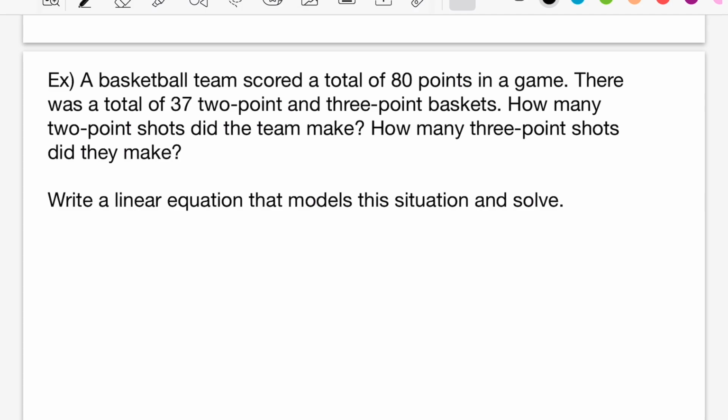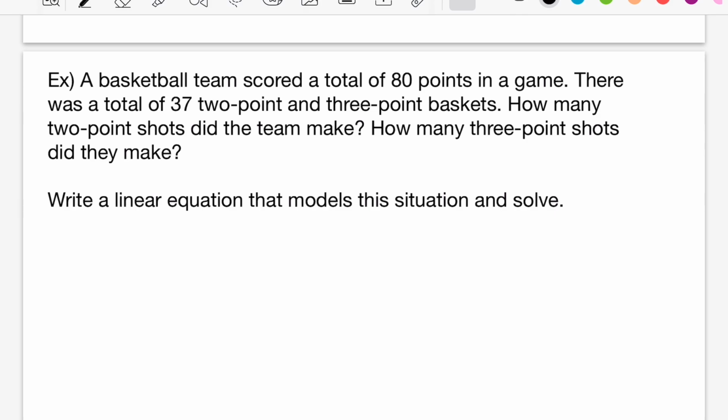Okay, so the next example we're going to look at is the following. We're told that a basketball team scored a total of 80 points in a game, and there was a total of 37 2-point and 3-point baskets. We're asked how many 2-point shots they made and how many 3-point shots they made. So we want to write a linear equation that will model this situation and then solve.